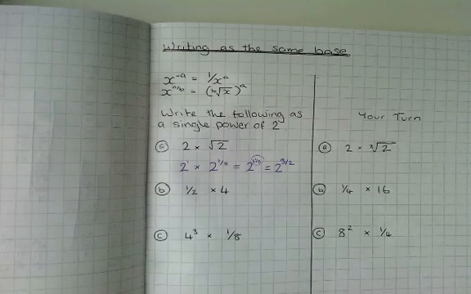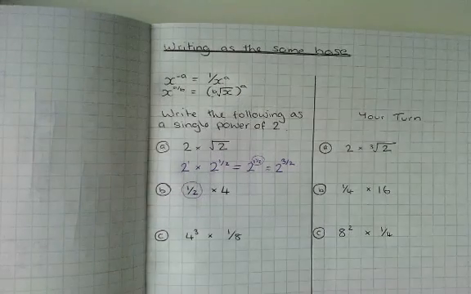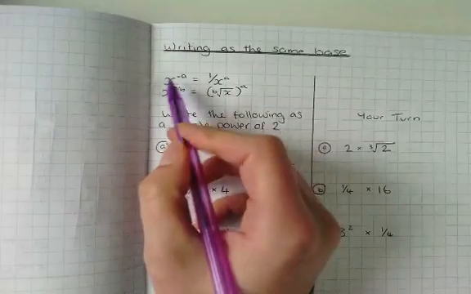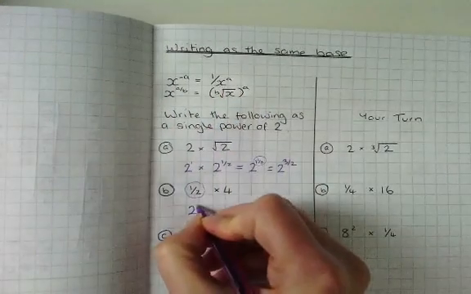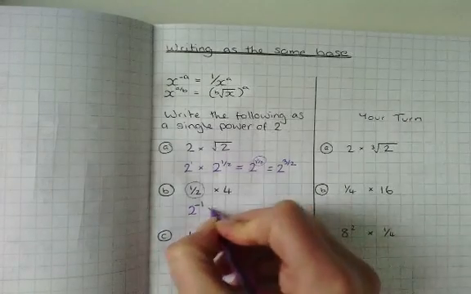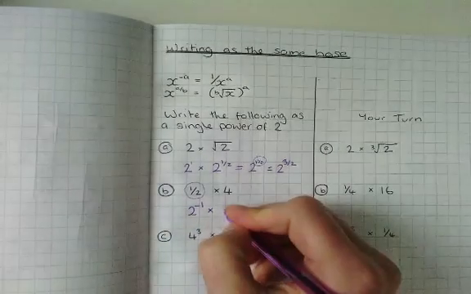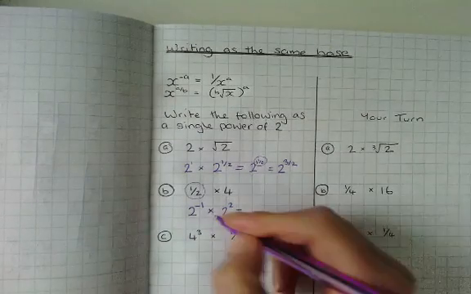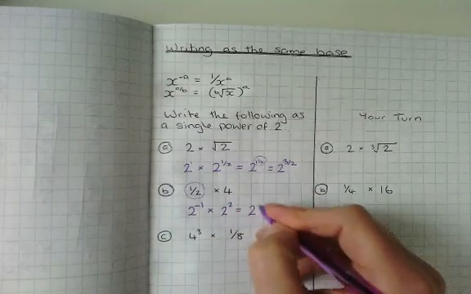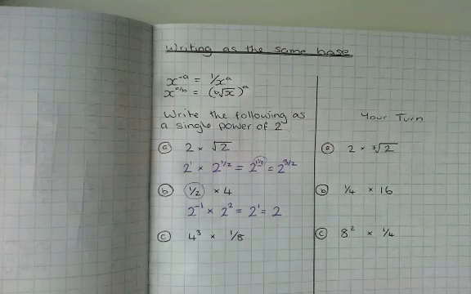For part B, so a half with a base of 2, I can use this first rule here to write that as 2 to the power of -1. 4, I can write that as 2 squared, and then just add the powers. -1 plus 2 is 1, so we never just write it power of 1. That answer is just 2.